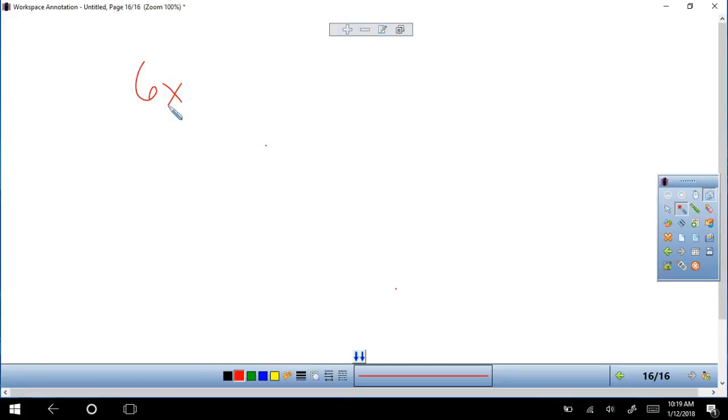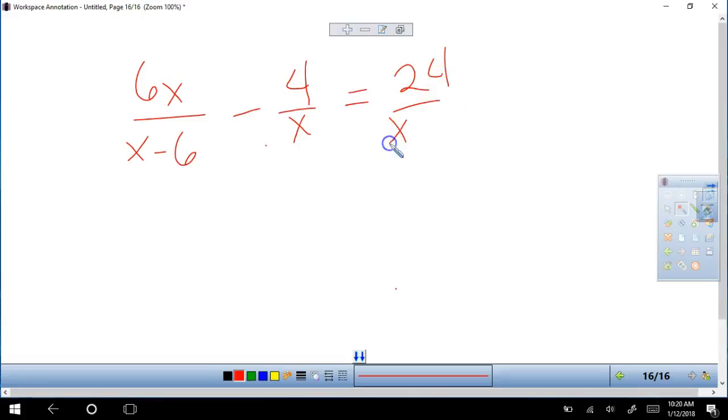Alright, so I do 6x over x minus 6 equals 4 over x, and 24 over x squared minus 6x. First things first, I need to find a common denominator. This one's all set to go. That's what we need to try and match.